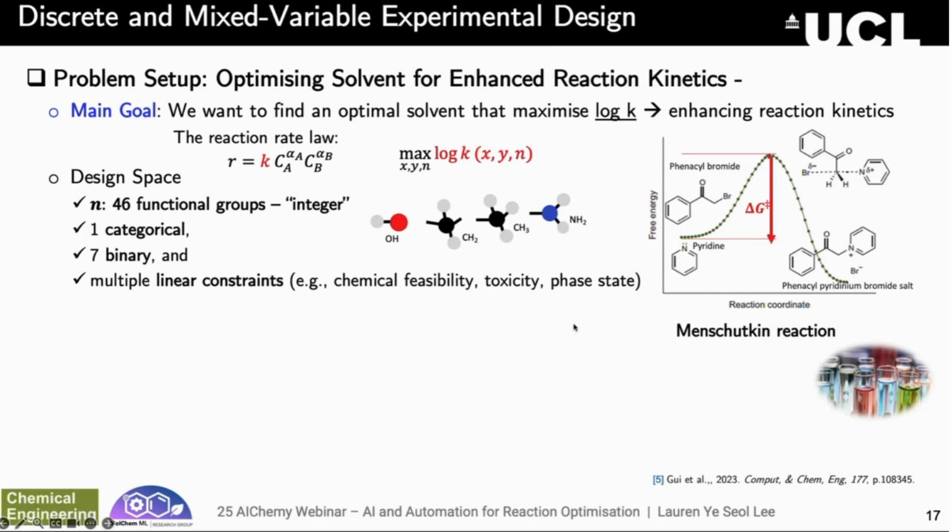The design space is large and mixed type again. We were considering 46 functional groups defining the solvent structure. By choosing the type of functional group and the number of each group, you can build a certain molecule. It's kind of like a Lego block. And we also have categorical and binary variables in our design space. And more than 100 feasibility constraints were involved.